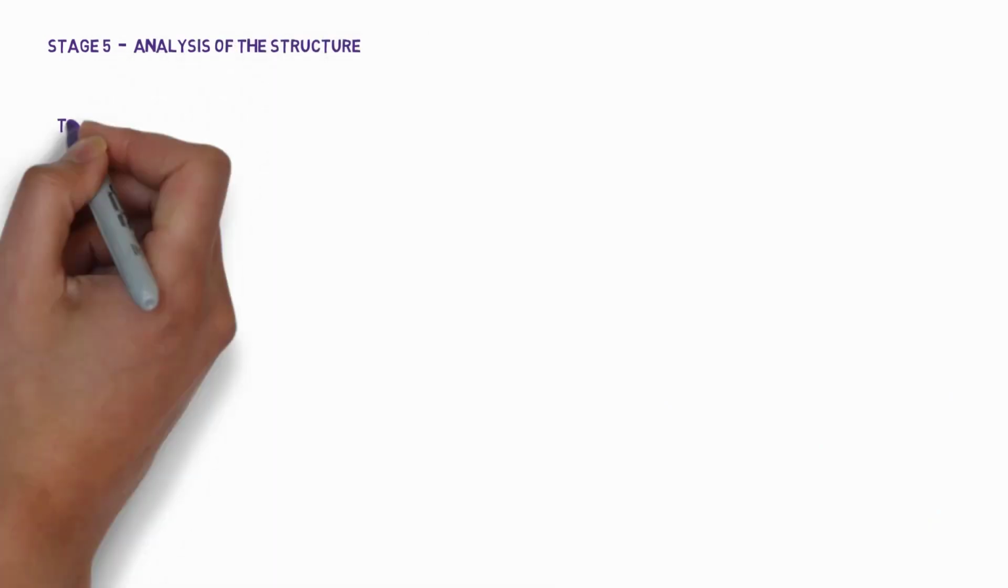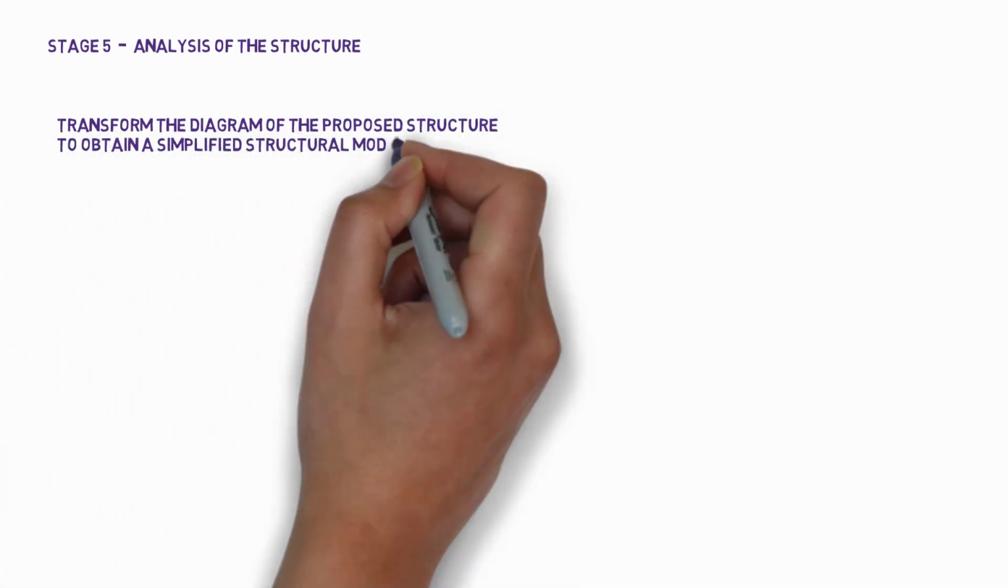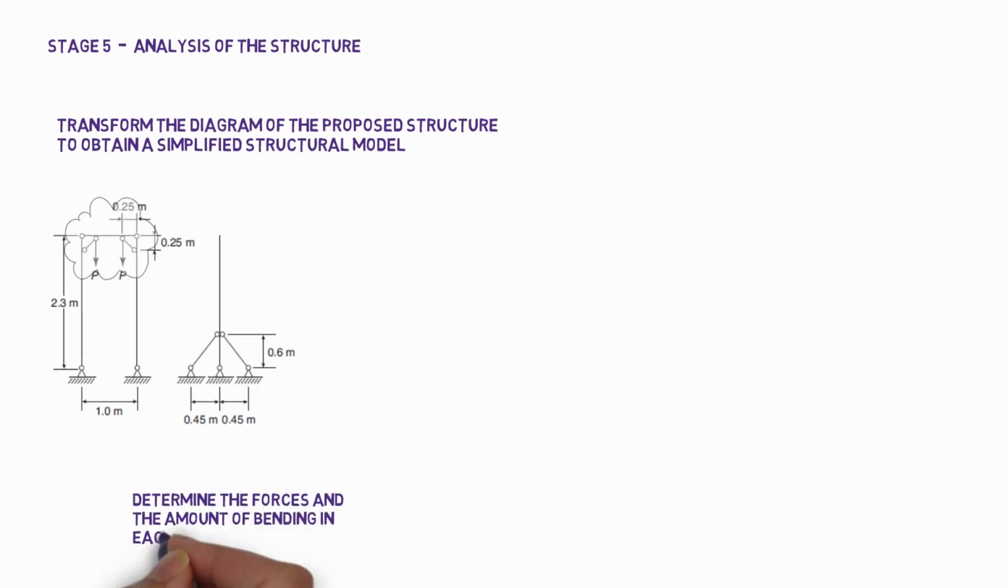Firstly, we must transform the diagram of the proposed structure to obtain a simplified structural model which is amenable to analysis. This chiefly involves classifying the joints between the members as either pinned or continuous. The loads are now applied to the structural model and the frame analyzed to determine the forces and the amount of bending in each member.